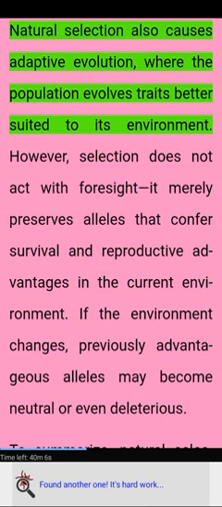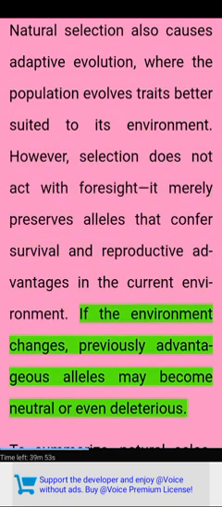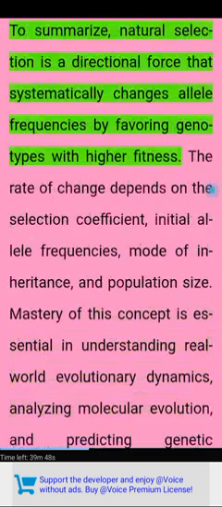Natural selection also causes adaptive evolution, where the population evolves traits better suited to its environment. However, selection does not act with foresight; it merely preserves alleles that confer survival and reproductive advantages in the current environment. If the environment changes, previously advantageous alleles may become neutral or even deleterious.